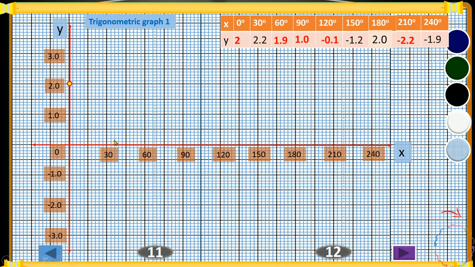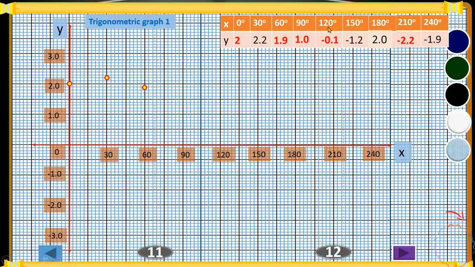This is 30 degrees. 2.2 should be 2 small squares above 2. So that would be this point. Then 60 is 1.9. This is 2. One small square down will give us 1.9.